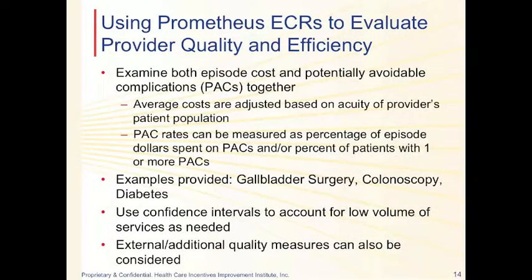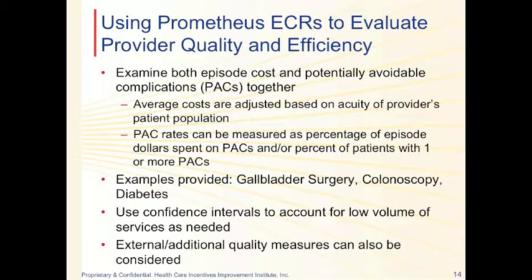So to use these analytics, both on the costs and the typical versus the PACs, to evaluate provider quality and efficiency, we want to look at them together. The average costs are adjusted, or should be adjusted, based on the acuity of that provider's patient population, and we can talk a little bit more about that. The PAC rates are one indicator of quality, and they can be measured as the percentage of the dollars that are spent on PACs versus that are spent for the typical episodes, as I've shown here, and we'll show you later on. Or you can look at the percent of patients with one or more PACs, kind of a different indicator. Both have pros and cons to them.